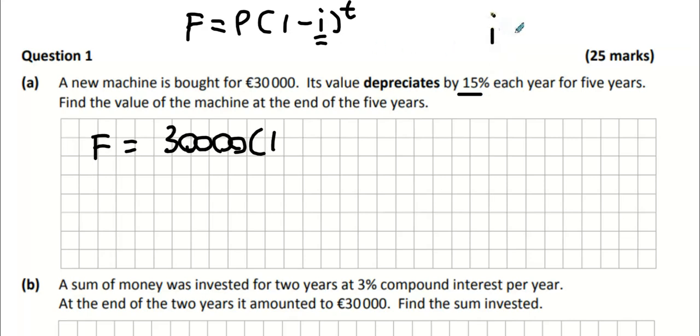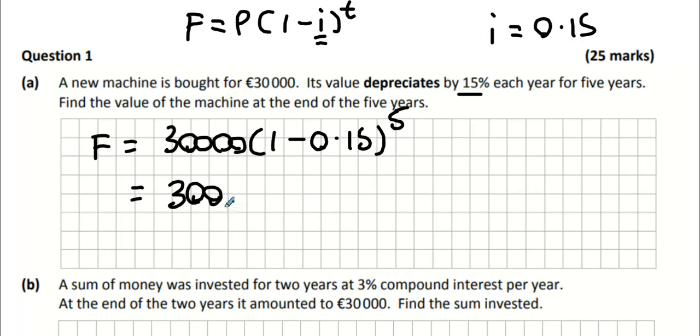I is your interest rate or your rate of depreciation in decimal form. What's 15% in decimal form? And T is the amount of years you're depreciating for, which is 5. The way I tend to do it is, if you lose 15% of your worth, how much of your worth are you retaining? You'll see that turns into 0.85. That just means you're retaining 85% for 5 years.